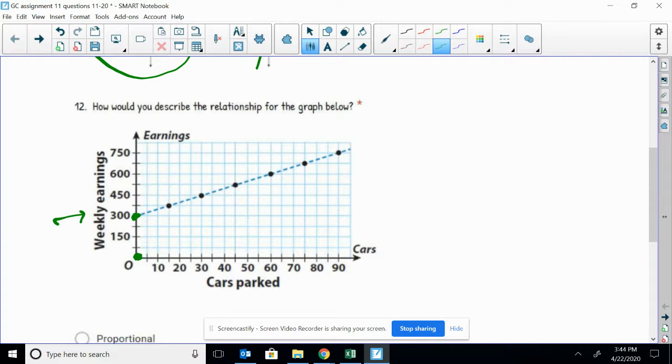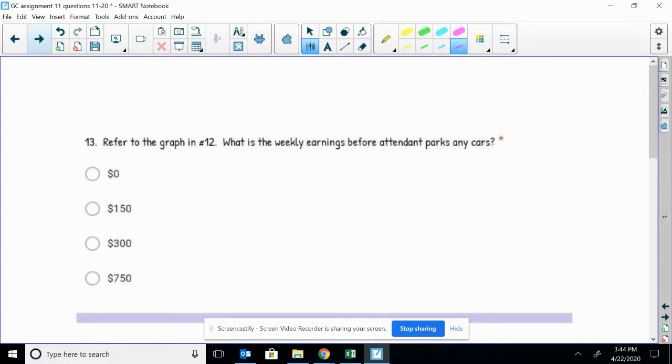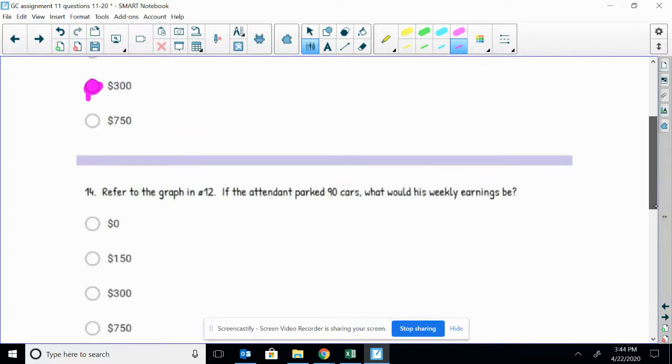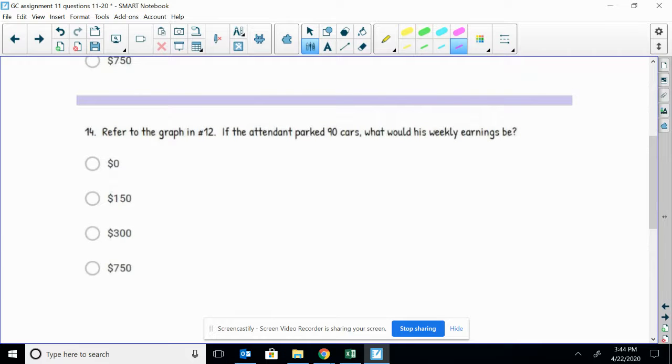Now, the next question, 14, was what would the earnings be if they parked 90 cars? And we see 90 is here. So we're just going to go up. We see this point. We're going to go over to here. Their earnings would be $750 if they parked 90 cars. So going back to our questions, 13, before they parked any, it was 300. Number 14, if they did 90, their earnings would be 750.